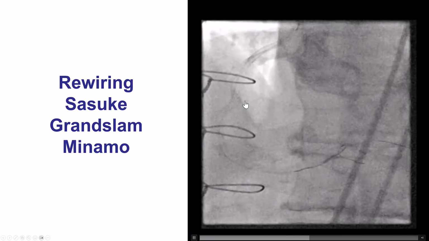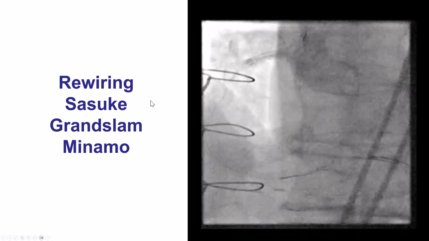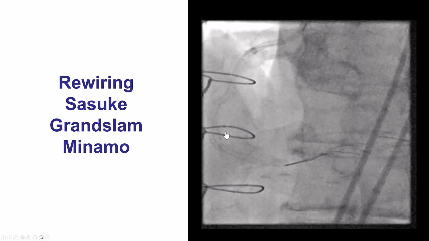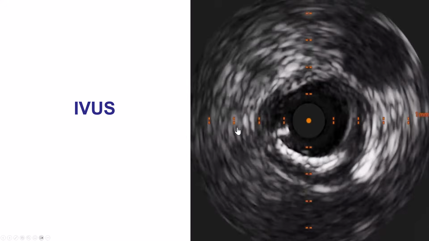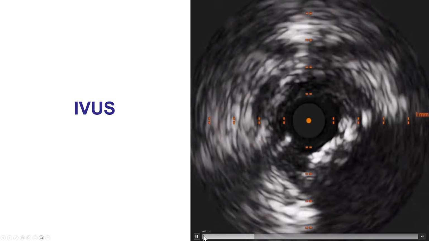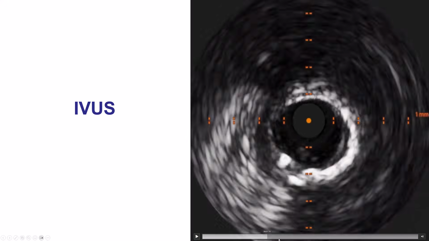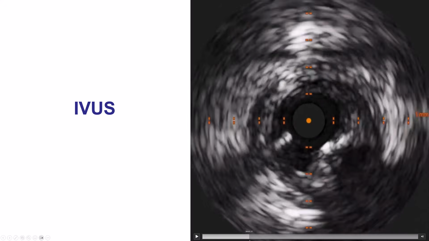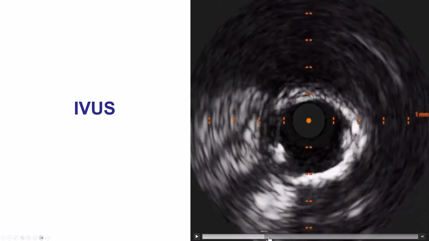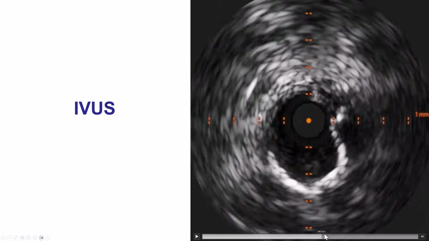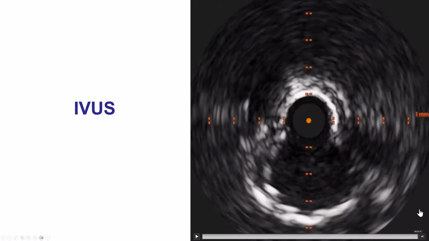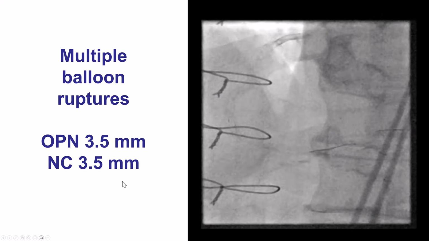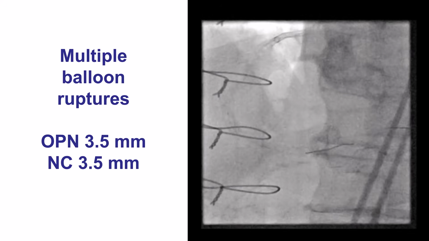Fortunately, because we had predilated, we were able to rewire relatively easily. And then we switched to a BMW wire and did intravascular ultrasound. And what we're seeing here is that this is the old stuck wire in the distal part of the right coronary artery that was partially under previously placed stents. And then we'll go here more proximal. The stent looks okay, but then more proximal, it was hard to get it expanded.